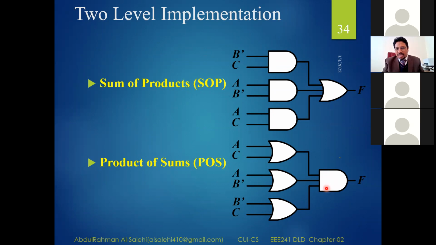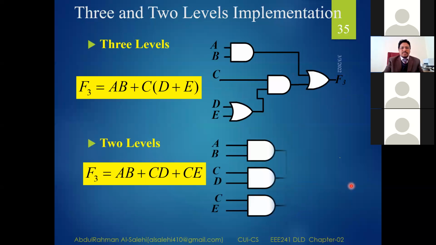And here we have product of sum. Okay, this is a product. And here these functions are the sums, so we product all of them. So this is the difference in circuit implementation between sum of product and product of sum. So in three levels, now we have, for example, three levels of implementations.